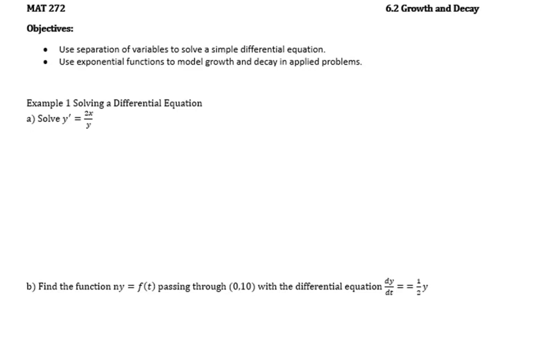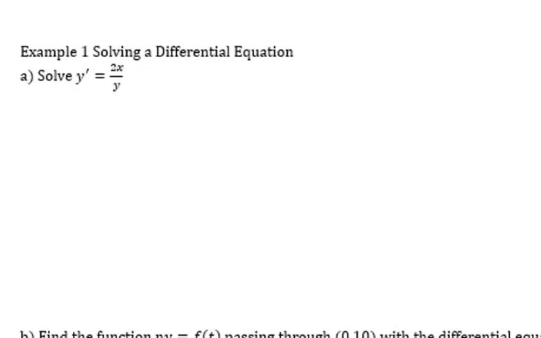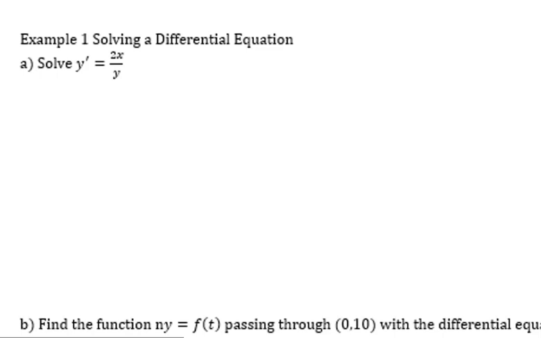In these examples, we are going to use separation of variables in order to solve these differential equations. So in our first example, we have the differential equation y prime is equal to 2x divided by y. The first thing we want to do is separate variables, which means that we want every term that has a y to be on one side of the equation and only everything with an x on the other side of the equation. So we want to separate the x's from the y's.